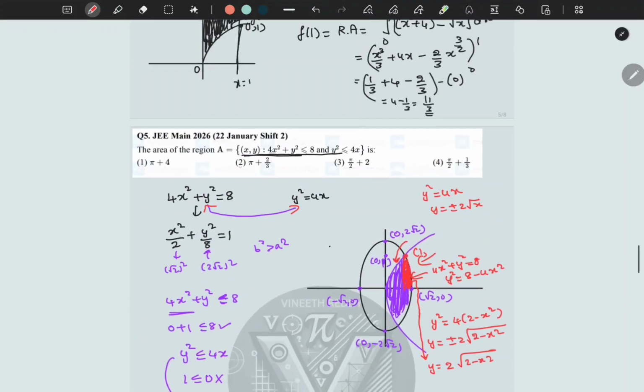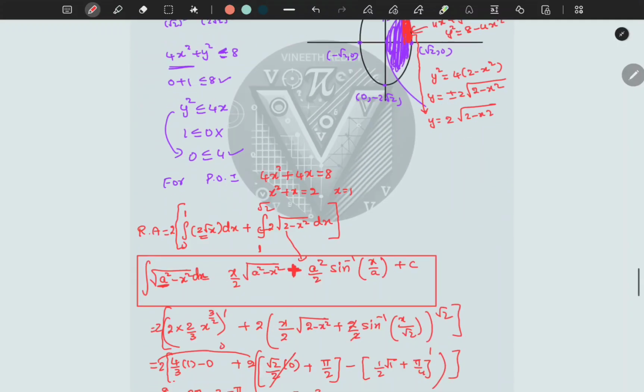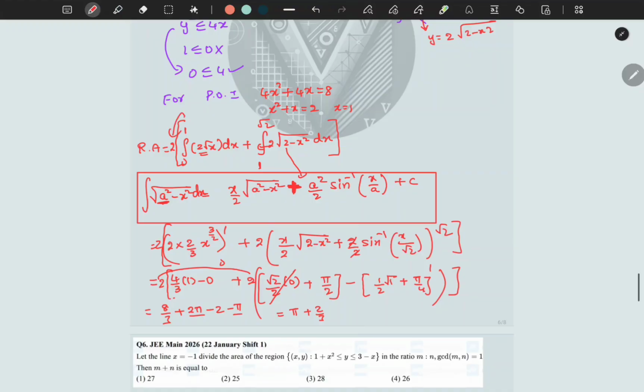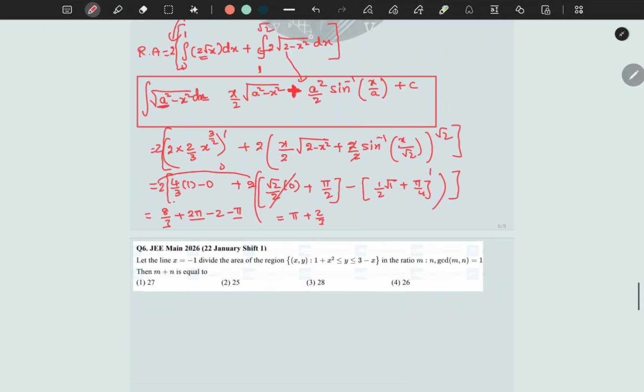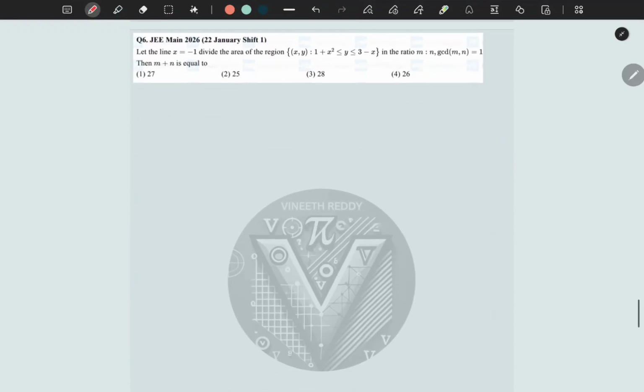I hope we are correct. Yeah, pi plus 2 by 3 square units should be the correct answer. Just make a note of it, right? So this should be the correct answer. Now let us go to the next question.